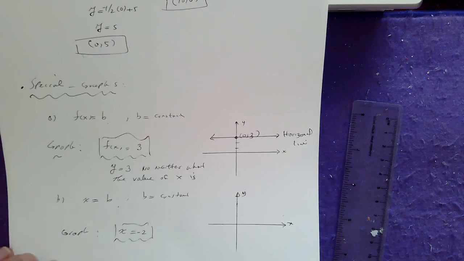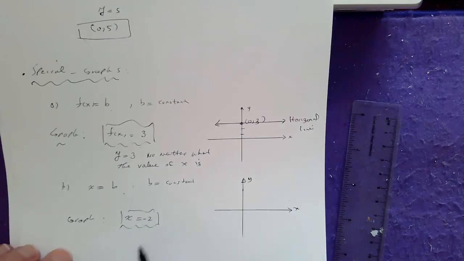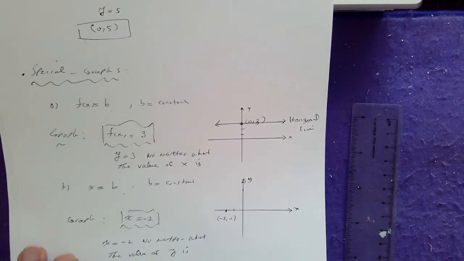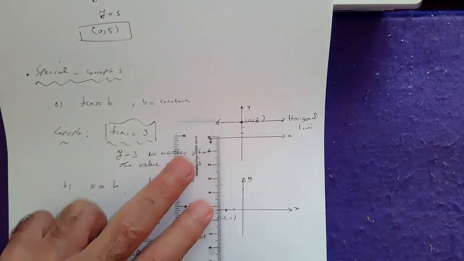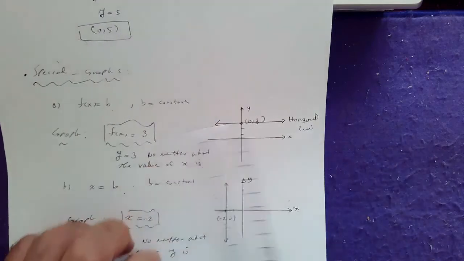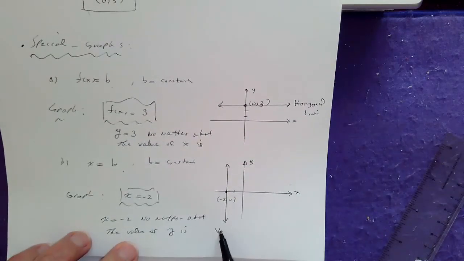So it's flat. However, when you say x equals negative 2, that means x is equal to negative 2, no matter what the value of y is. So I go 2 units to the left on the x-axis. And when you say no matter what the value of y is, that means you can go up and down as your heart desires. So the line looks like this, and that is called a vertical line.